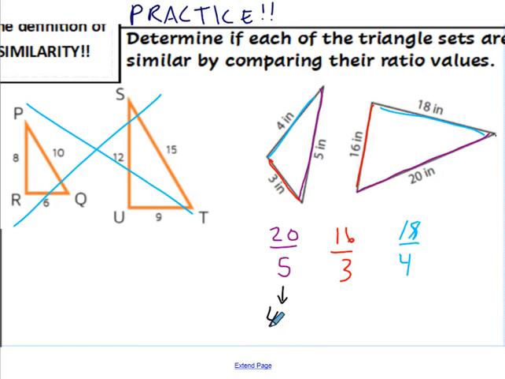This is why it's important not to assume they're similar unless you're told explicitly you can. You should always try to confirm similarity, and there are now 2 main ways to do that. You have the angle check, and now you have a side check.